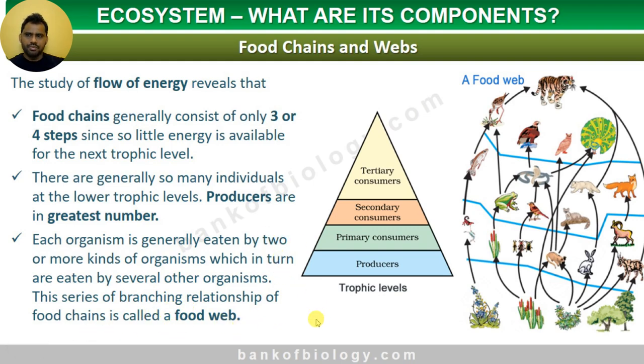Now the definition of food web is important. This is asked in exam. Define food web. How is it different from food chain? So this definition is important. How is it different from food chain? It is that food chain is straightforward. Food web is like a web, interlinked and interconnected.